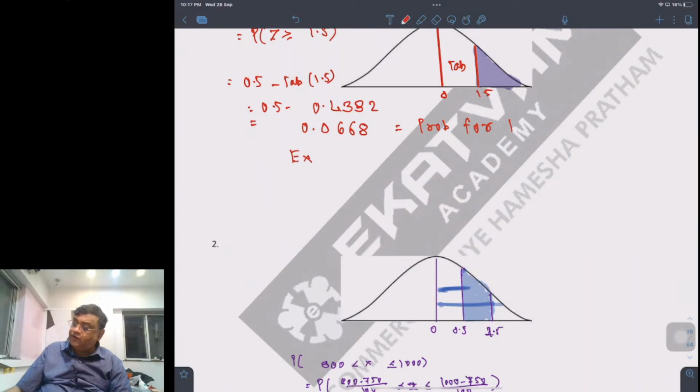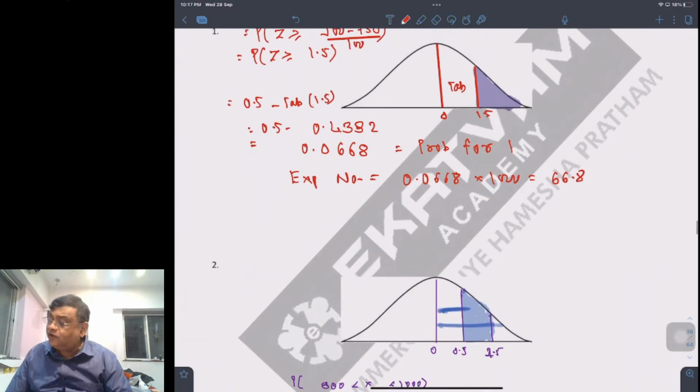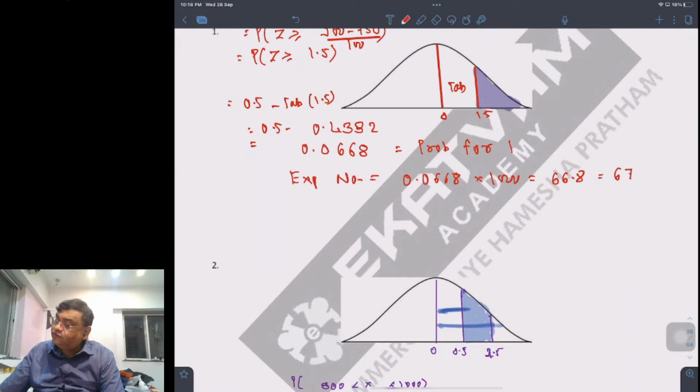And therefore this expected number is equal to what? It is 0.0668 multiplied by 1000. And that is equal to what? Is that 66.8. But अभी मेरा तुमसे ये सवाल है, number of people, can it be a fraction like this 66.8? Can number of people be a fraction? Obviously no. It can't be 66.8, so we round it off to 67.